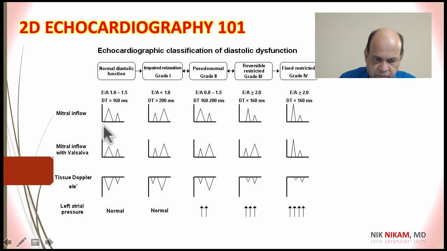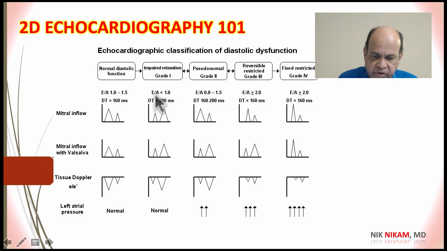Usually the pulse Doppler will show an E wave, which represents early left ventricular filling, and an A wave, which represents atrial contribution. But in patients with impaired relaxation, grade 1, there is reversal of the E to A ratio. And as you can see, there is also an increase in diastolic filling time.